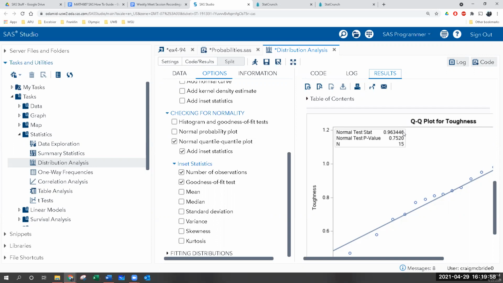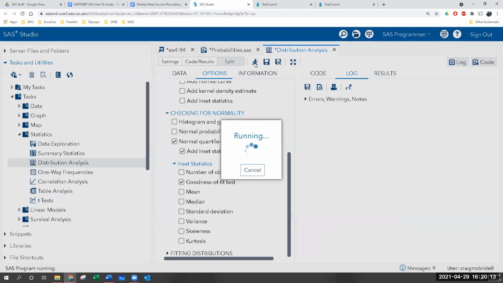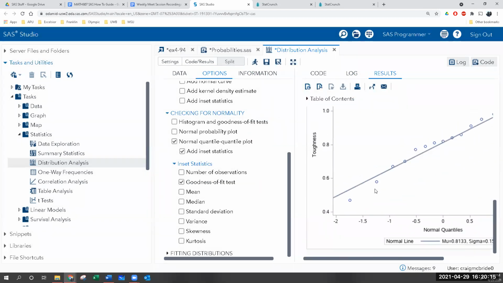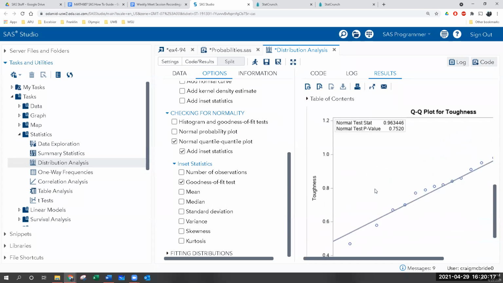Dr. McBride, I didn't have N, so what do you think I did wrong? You didn't have n? You don't need n. Oh, okay. If I untick this and run it, then n won't be there. Oh, okay. I was like, oops. Okay. You're fine.